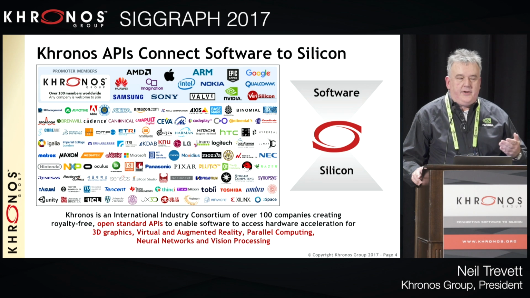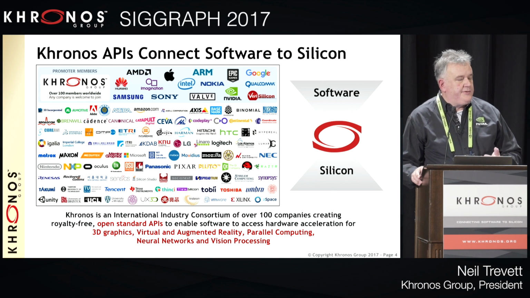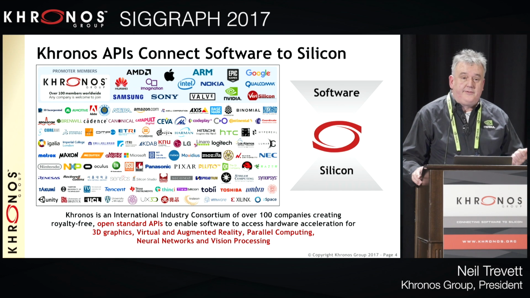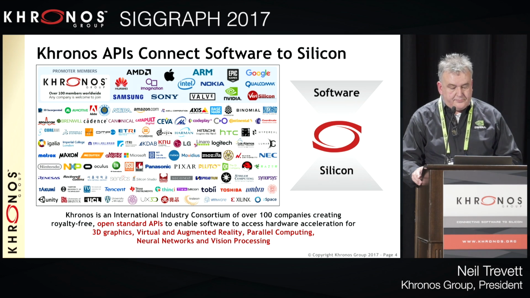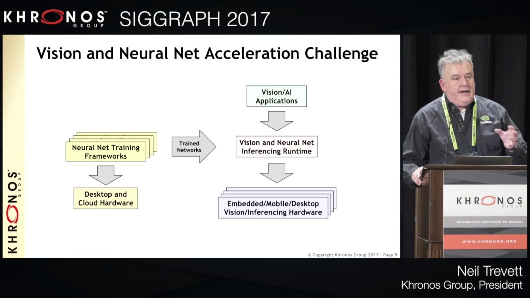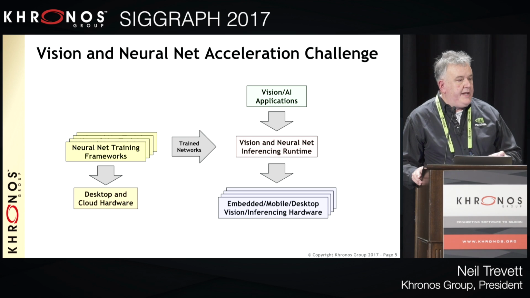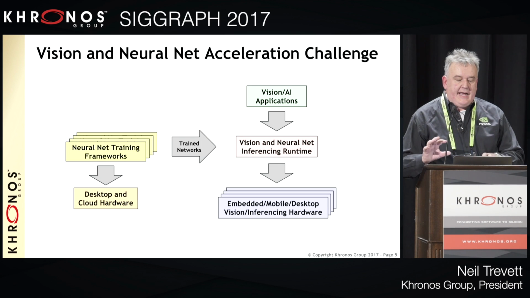So we typically do runtime APIs for the hard stuff that you need silicon acceleration for, like 3D graphics, obviously, but also parallel computation, increasingly vision and neural net processing. So we have quite a few APIs around the vision and neural net space. It's fast evolving and quite a complex space. So we thought we'd start by just showing how the various APIs fit together.